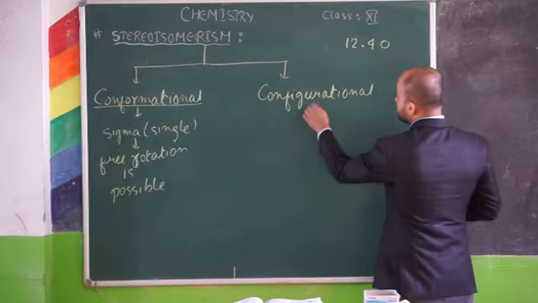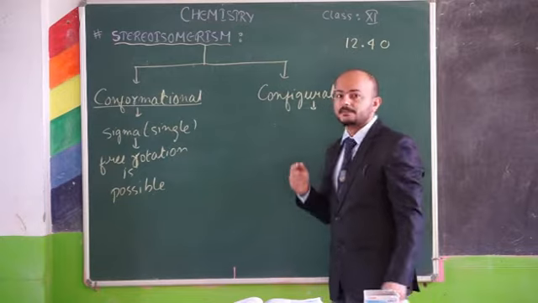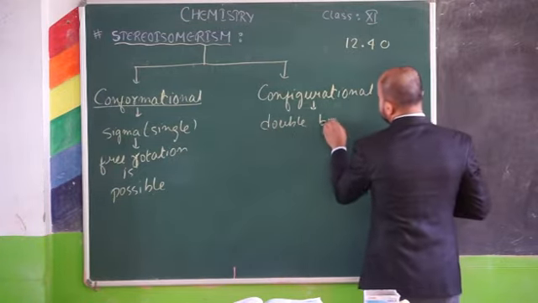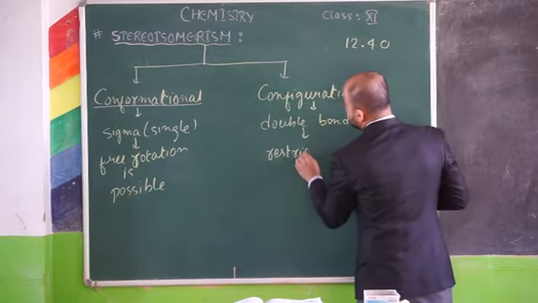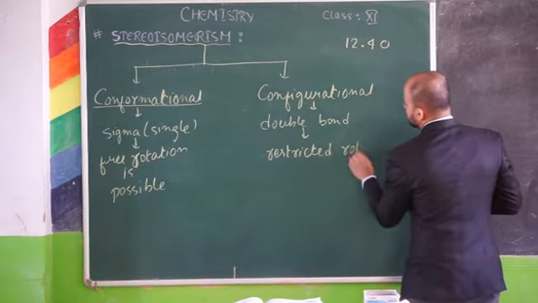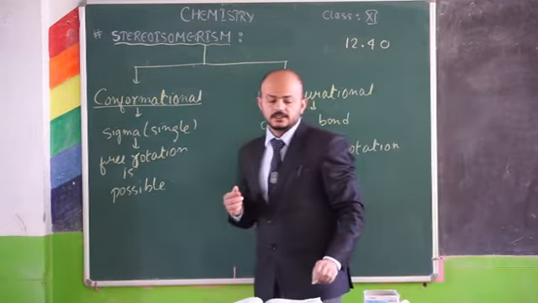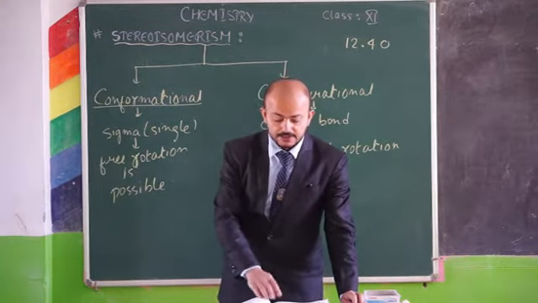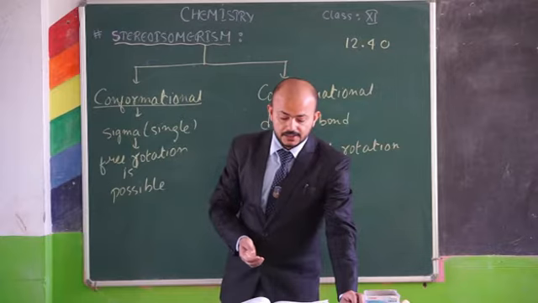Now whenever you come to configurational isomerism, the presence of a double bond is a must. Here a double bond is present, and because of this double bond there is restricted rotation. Configurational isomers are the stereoisomers that cannot be interconverted simply by rotation around a sigma bond.